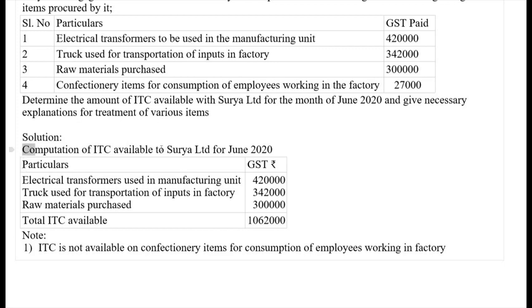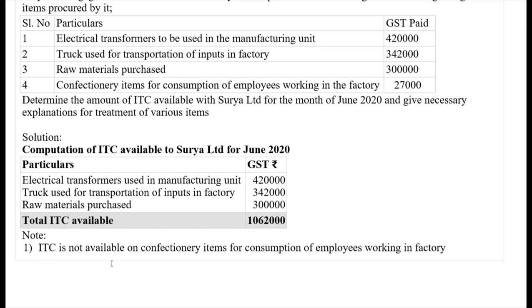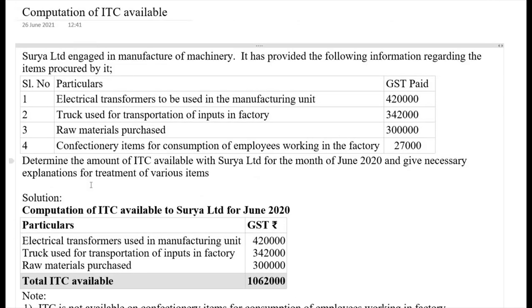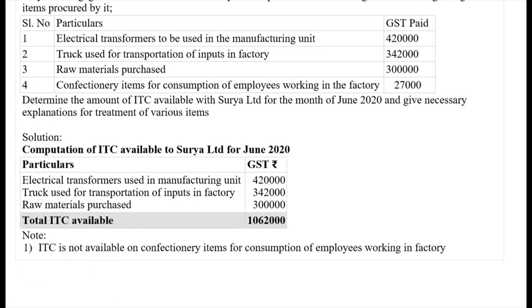Let me make them bold here. So this is how we need to answer this question. This is a 5 marks question, a very easy one. The only thing we should ascertain is whether the ITC is available for a particular consumption. This is a problem on computation of ITC available.